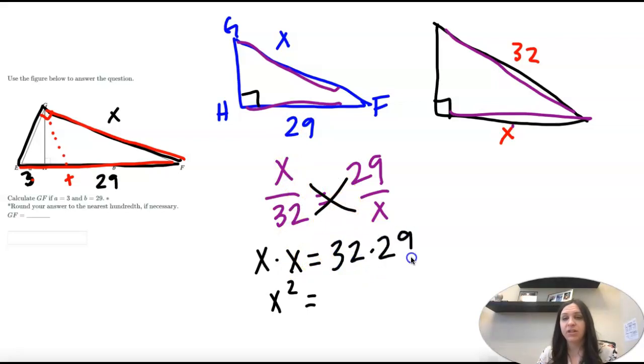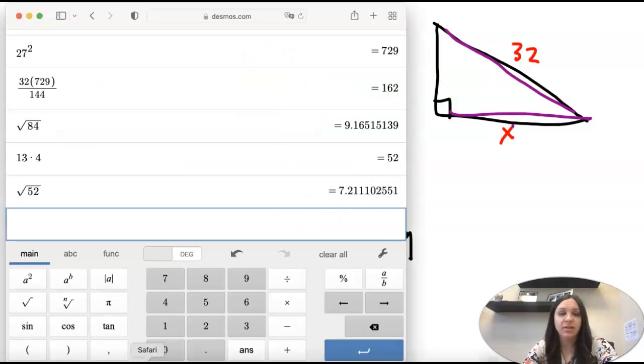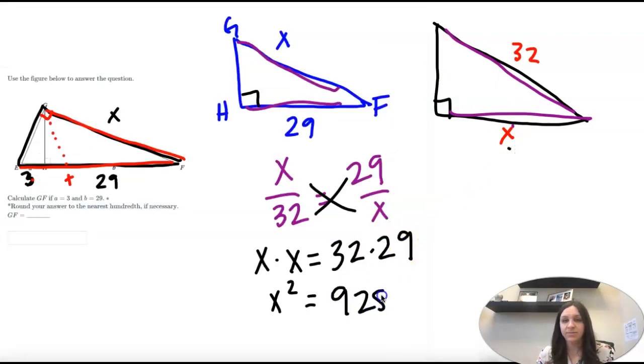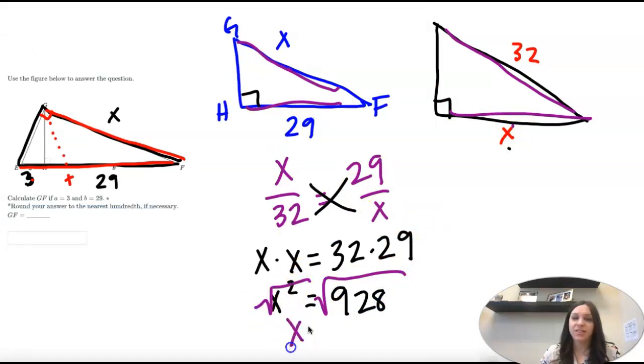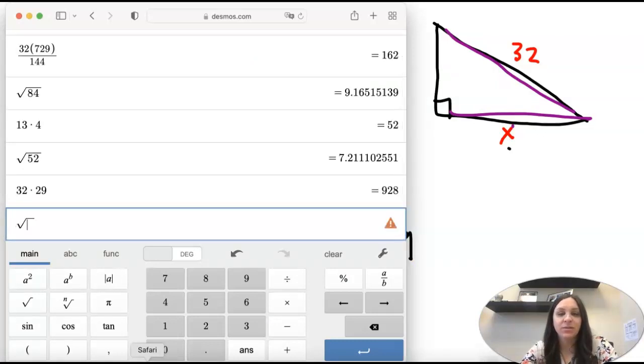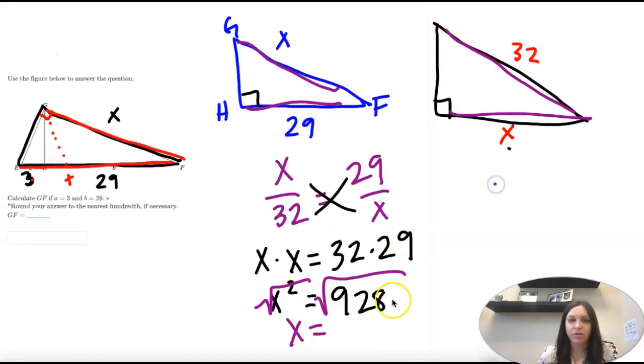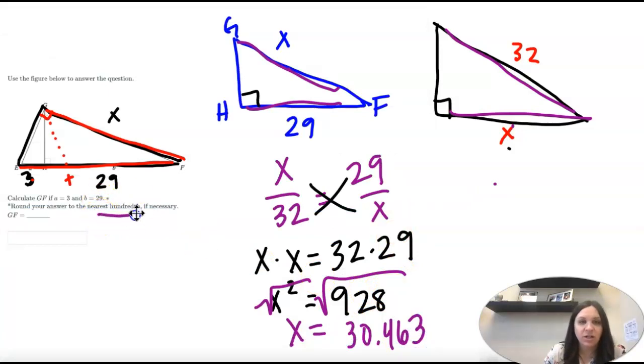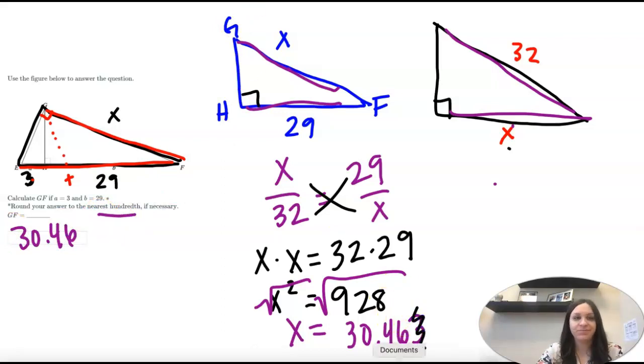So over here we have 32 times 29, which is 928. To get rid of the square, we take the square root of both sides. So square root of 928 is 30.463. We're rounding to the nearest hundredth, so it would just be 30.46. We don't need the 3.